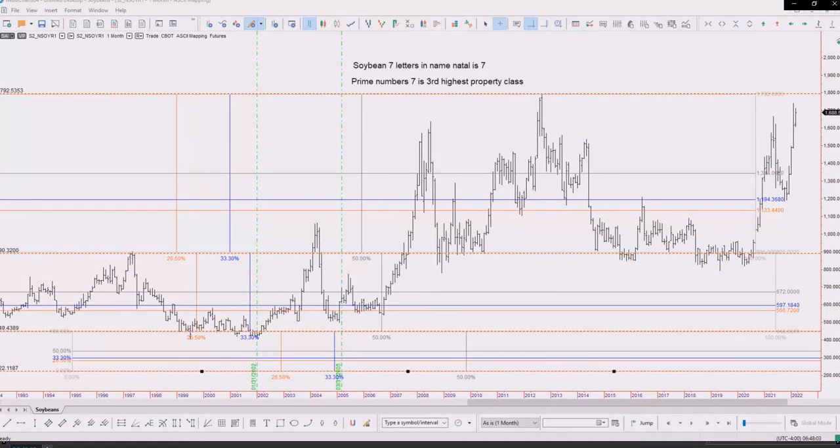So why may 7 be the most important natural number level for soybeans? Well, soybean has 7 letters in its name, soybean. The first trade natal is also reducing to a 7. And then we could build a square off that. That's a different application I'm not going to get into now, but that would give you a 49 square. But I want to just look at these 3 natural levels of octave in soybeans.